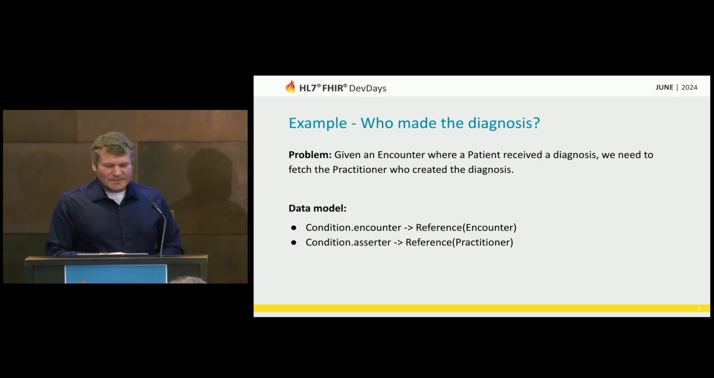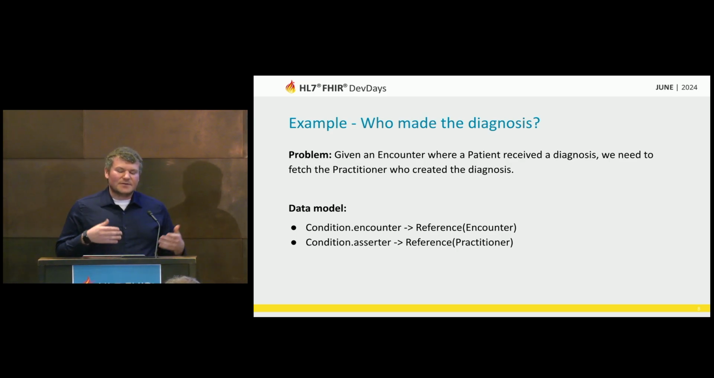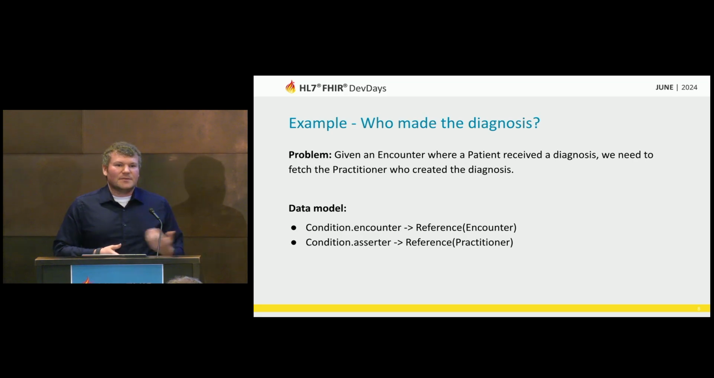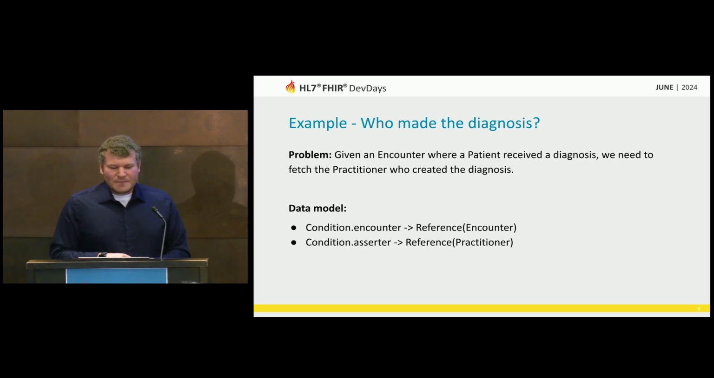So now we'll get to the actual example. So let's say we are given an encounter resource, and that encounter is representing a situation where a patient received a diagnosis. So what we want to do is fetch the practitioner that made that diagnosis. So not only do we need to find the patient, but we also need to find the practitioner for that as well. So the data model here is we have a condition with an encounter field that references the encounter. So that's how we can connect the condition and the encounter. And then the condition also has an asserter field, which is a reference to a practitioner. So we have two connections here to go from encounter to condition to practitioner, and we need to be able to do both of those connections in this graph.